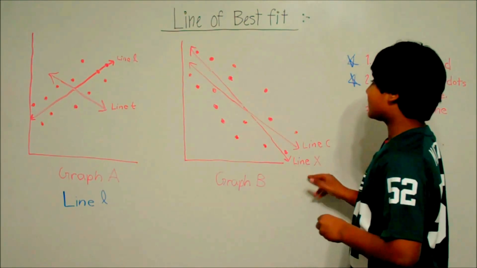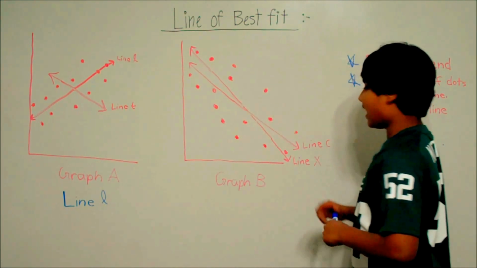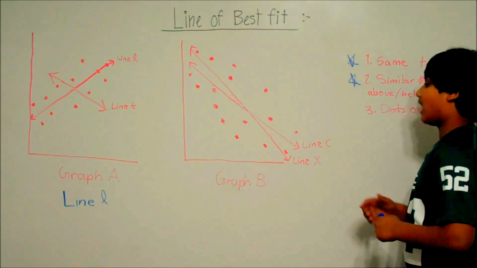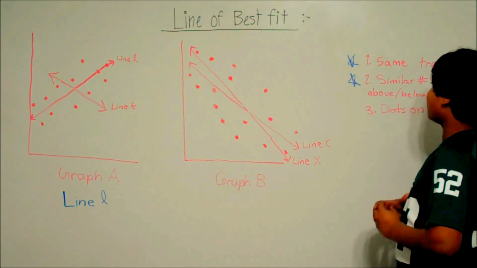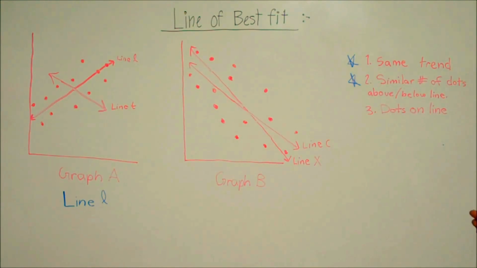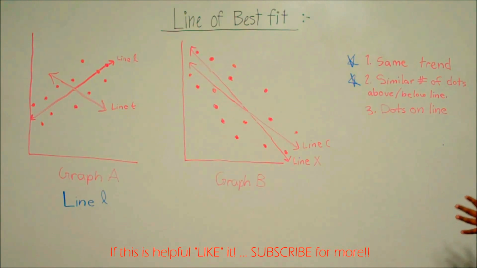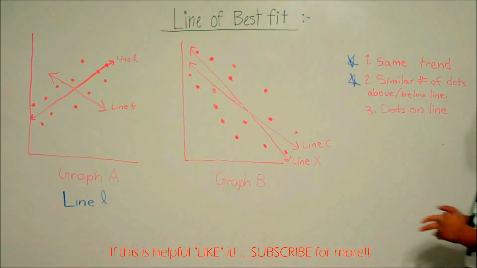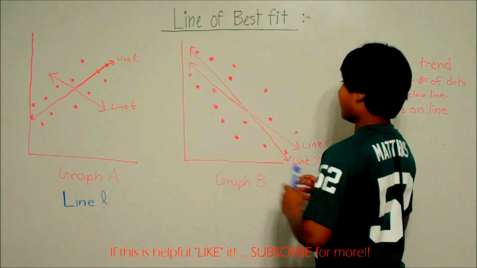In line X, the line is going the same trend as the dots. And in line C, the line is going the same trend as the dots. So both of them follow the first rule. Now the second rule, it has to have a similar number of dots above and below the line. Line C has dots above the line.